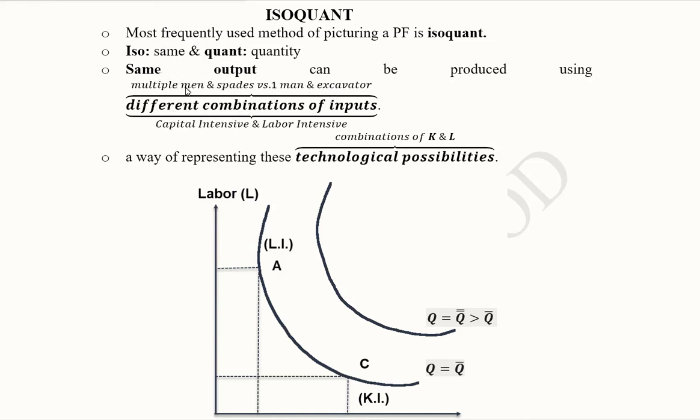This is more labor intensive because more of the men or labor are used in it, whereas here men are reduced to one man, and an excavator, which is a bigger unit of capital as compared to spades, is employed. So this will be a more capital intensive process of production. It is basically the difference between capital intensive and labor intensive technique of production. So the isoquant is actually a way of representing the technological possibilities, that is various combinations of labor and capital.